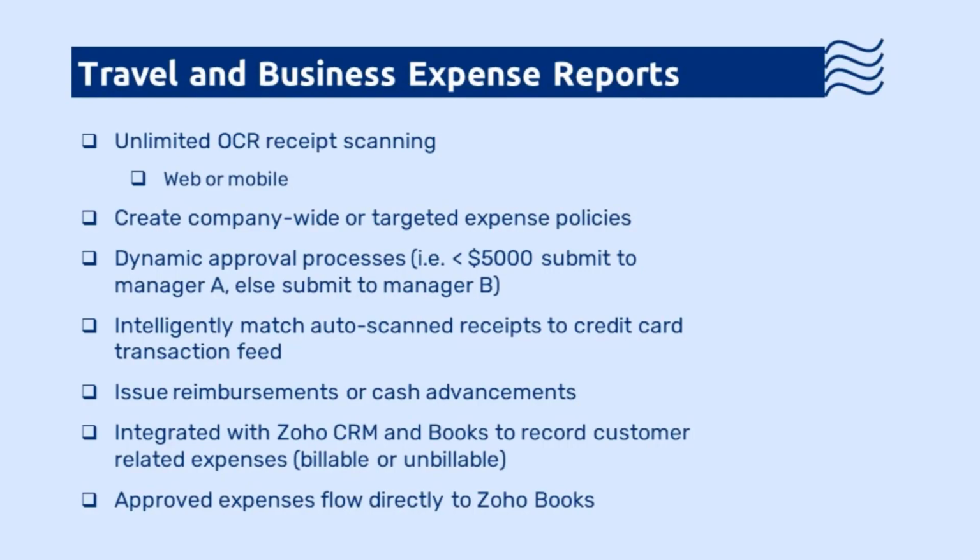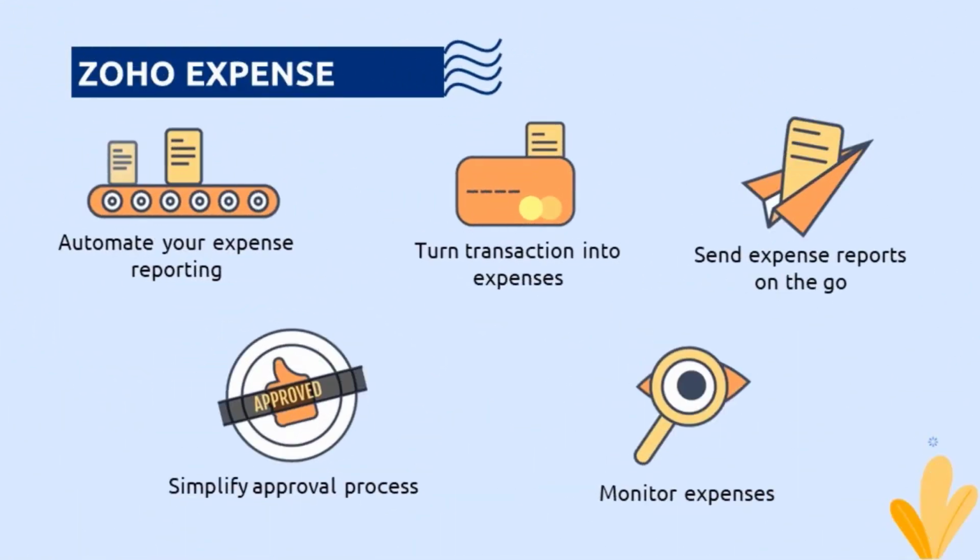Looking at the key features of Zoho Expense, you can automate your expense reporting. It's fully automated software. It is used in companies wherein more than 40,000, 50,000 employees are using Zoho Expense across the company. We can turn these transactions into expenses and create an expense report out of multiple expenses. And we can simplify the approval process.